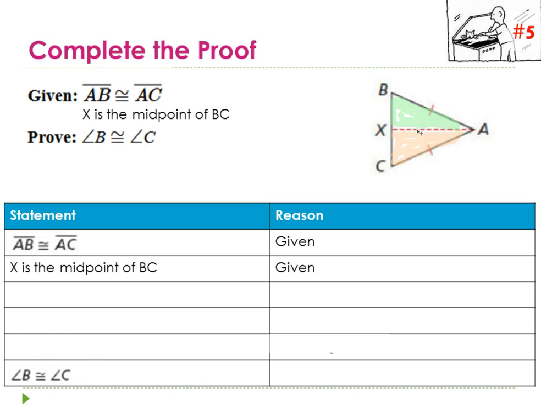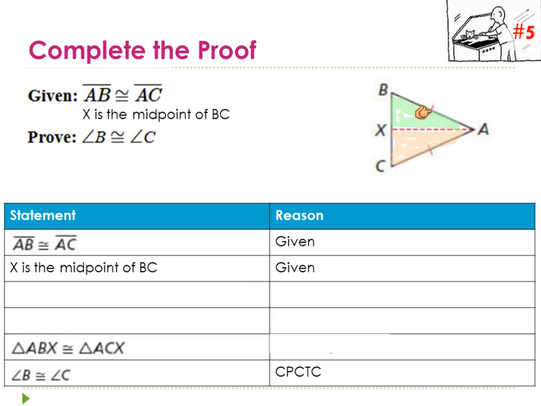So if we know two triangles are congruent, then we know that the corresponding sides are congruent. We know that the corresponding angles are congruent. So if I can prove that these two triangles are congruent, then B and C are congruent based on the corresponding parts of congruent triangles are congruent. So that is kind of our end point. We want to prove that those two triangles are congruent. Therefore, the angles are also congruent. So how do we get there?